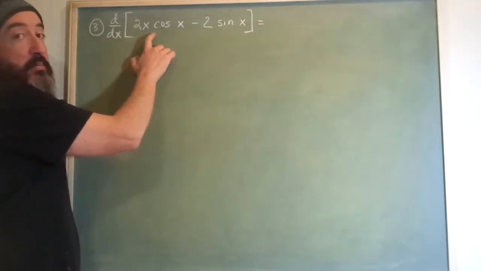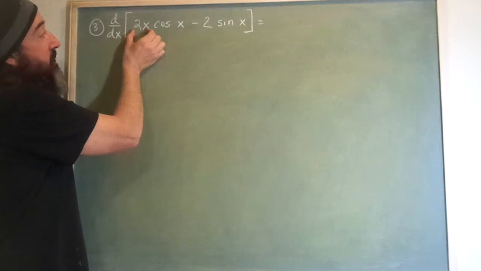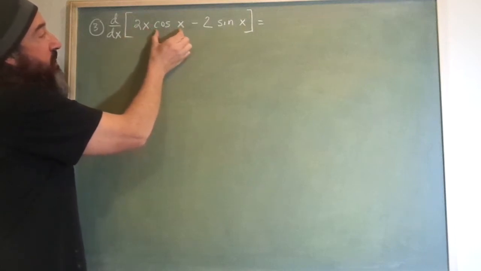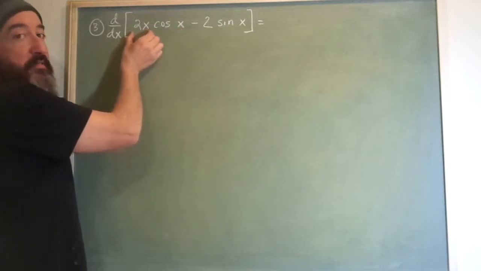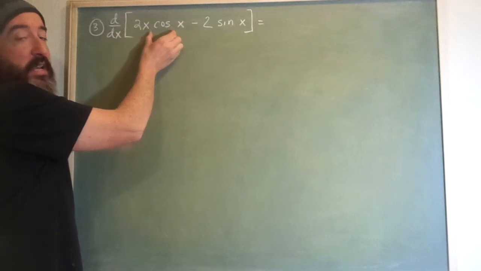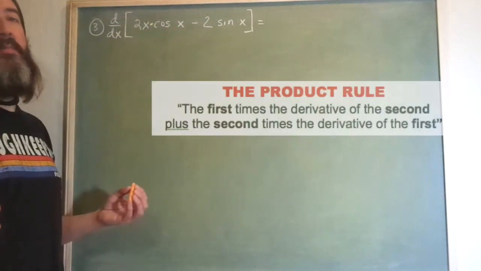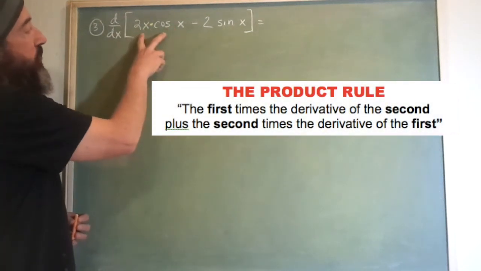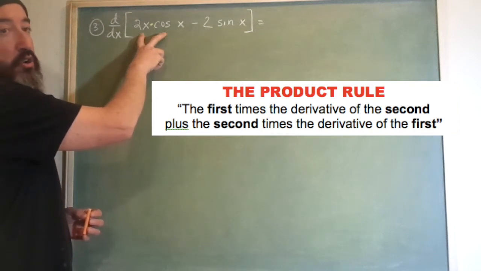We don't just have a constant multiplier. We have a 2x and then a cosine x. I'm going to think of the 2x as my first piece and the cosine x as my second piece. So let me begin by using the product rule to get the derivative of 2x cosine x.